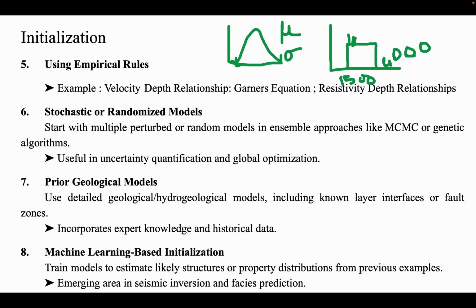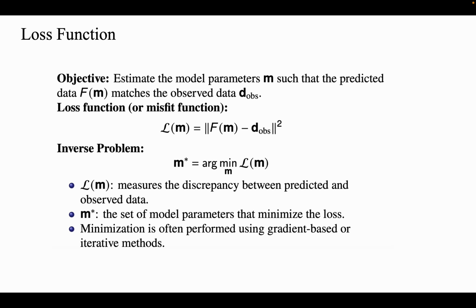Okay, so for example, we might have some model which is already trained, so it knows how the initialization needs to be done. That has been done already in training, right? It is an emerging area in seismic inversion and facies prediction. Next comes the loss function. When we are trying to estimate the model parameters m such that predicted data f(m) matches the observed data, this is a loss function defined on norm 2.